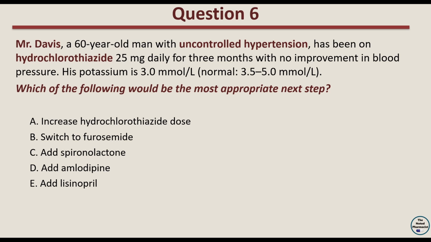Question 6. Mr. Davis, a 60-year-old man with uncontrolled hypertension, has been on hydrochlorothiazide 25 mg daily for 3 months with no improvement in blood pressure. His potassium is 3.0 millimoles per liter, normal 3.5 to 5.0 millimoles per liter. Which of the following would be the most appropriate next step? Option A, increase hydrochlorothiazide dose. Option B, switch to furosemide. Option C, add lisinopril. Option D, add amlodipine. Option E, add spironolactone.